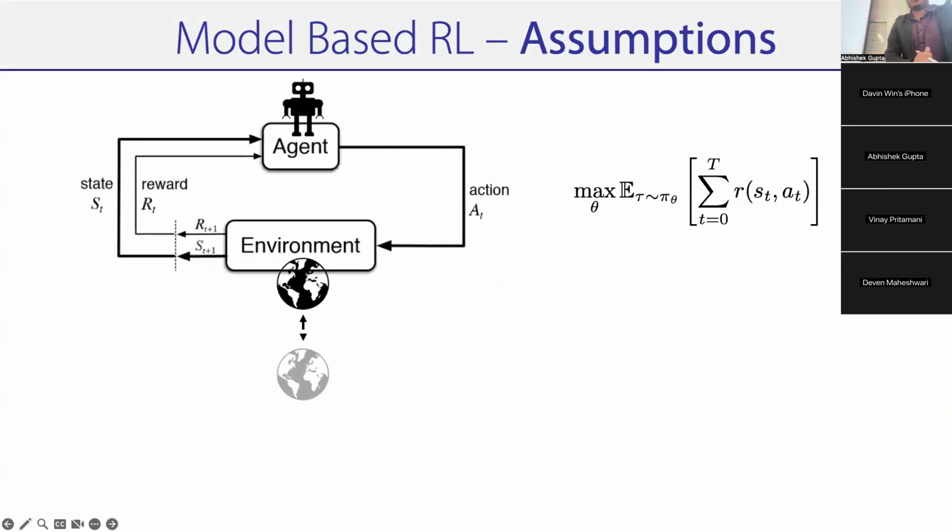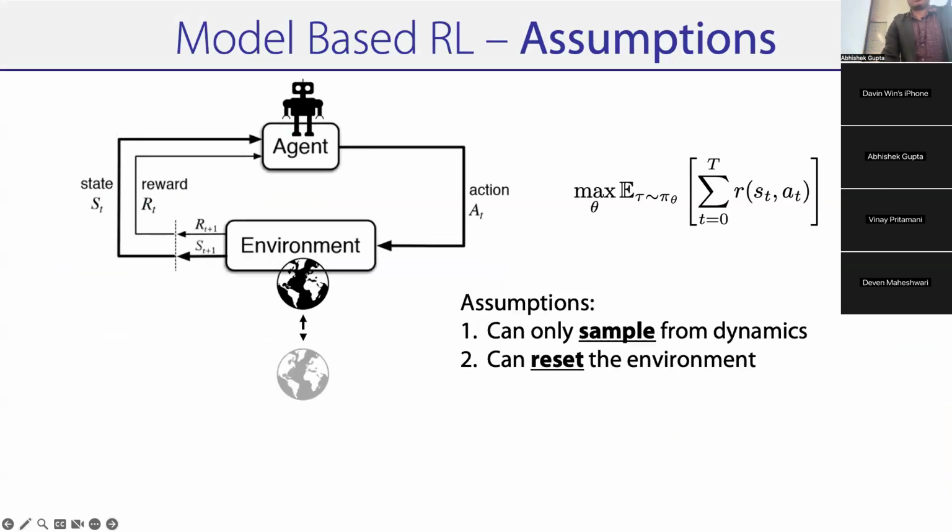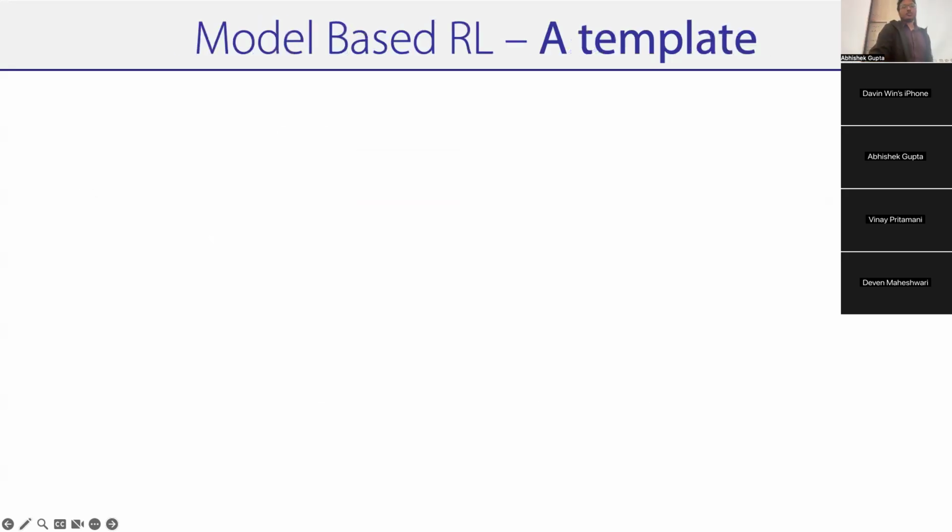Cool. So the assumptions we're going to make, just to be formal, is that we can only sample from the dynamics in the true environment. You don't have access to it. You can reset the environment, so you keep getting samples from the same place, and you know the reward function. In model-free RL, you didn't assume that the reward function was known. In model-based RL, let's assume that the reward function is known.